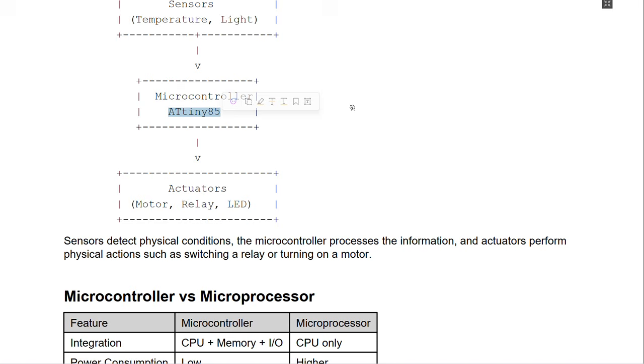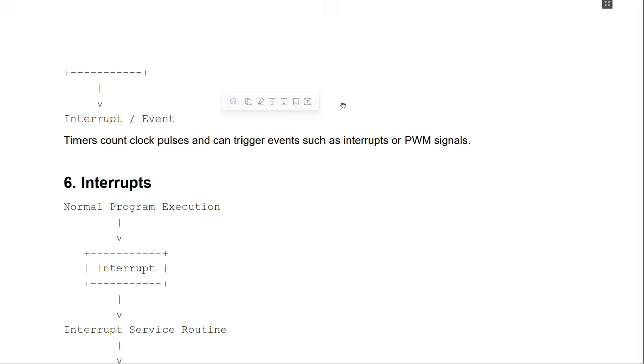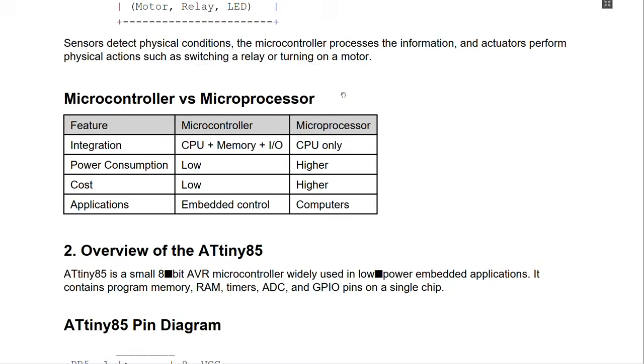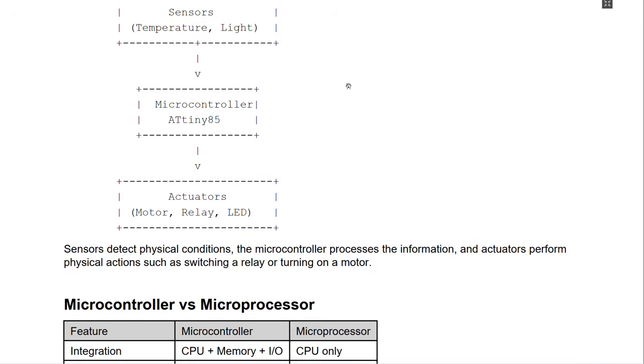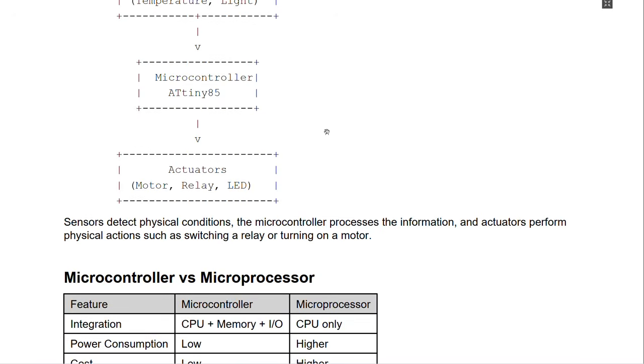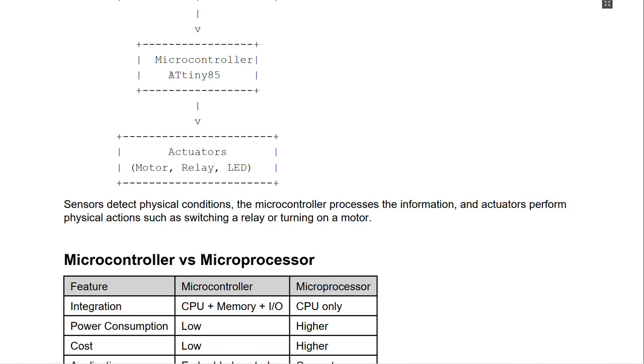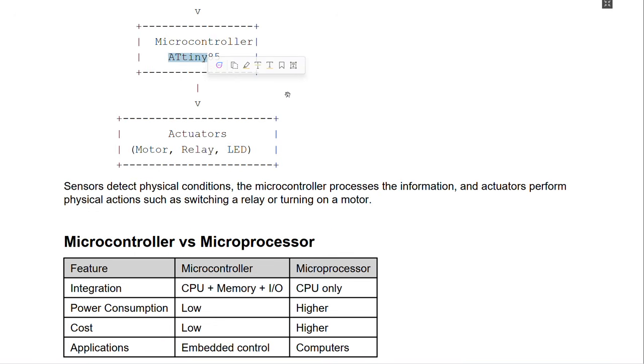There are very many microcontrollers on the market, right? You will find that there are microcontrollers made by different vendors like PIC microcontrollers, STM32 microcontrollers, ESP32, Atmel. There are very, very many. So to make this course unit more interesting and easy to follow along with, we've chosen to go with the ATtiny85. The ATtiny85 is nothing more than a microcontroller.